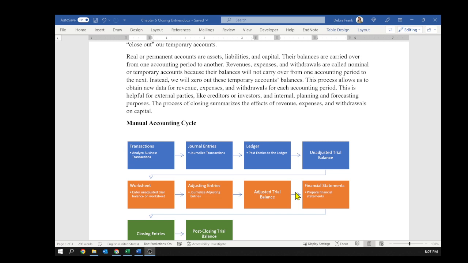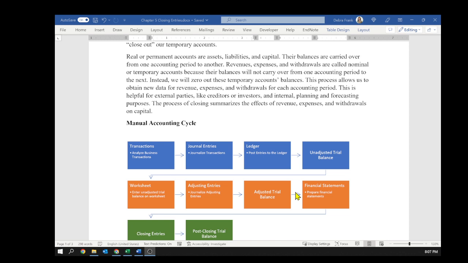And this is helpful for many reasons. This process of closing will summarize our effect of revenues, expenses, and withdrawals on capital. And then also it makes a great tool to have it refreshed each accounting cycle for external parties like creditors and investors. We're looking at how we're doing on our income statement each accounting cycle, and also even for internal reasons for planning and forecasting purposes.